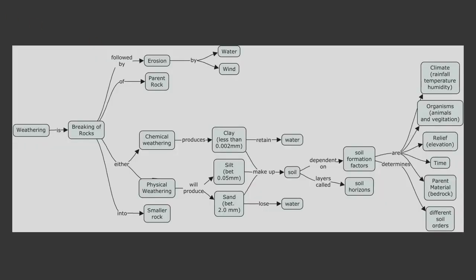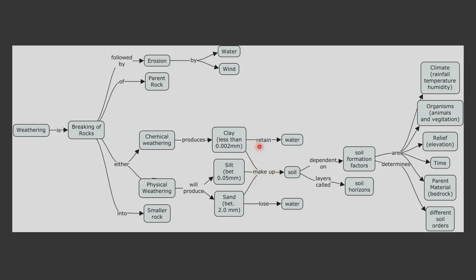This is a conceptual summary of the formation of soil, and we will start first with weathering. Weathering is actually the breaking down of rocks into smaller rocks from parent rocks, and that will be followed by erosion by means of water and wind. The two types of weathering are chemical weathering and physical weathering. Physical weathering creates sand and silt, while chemical weathering creates clay. Clay, silt, and sand are what make up soil.